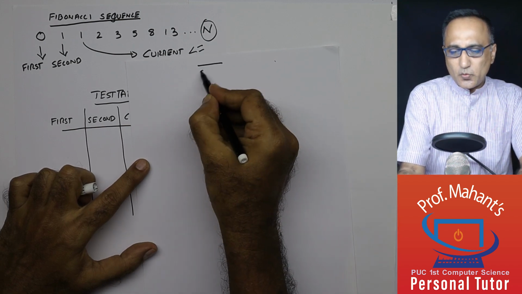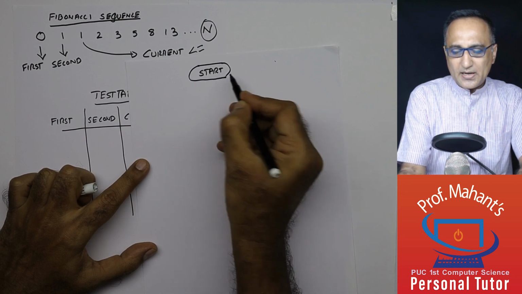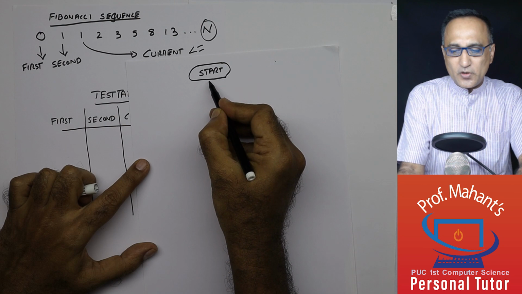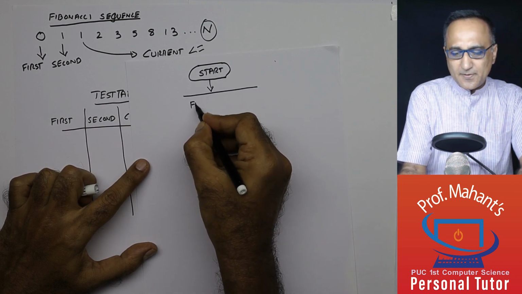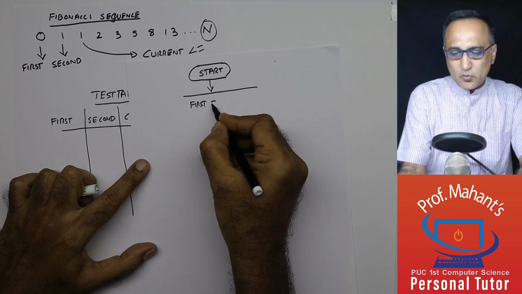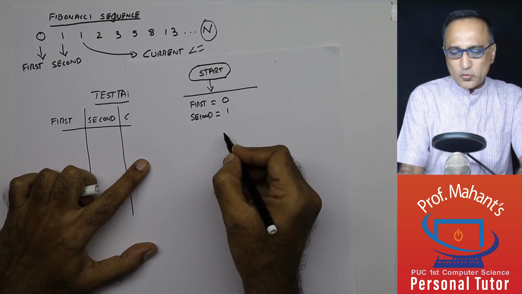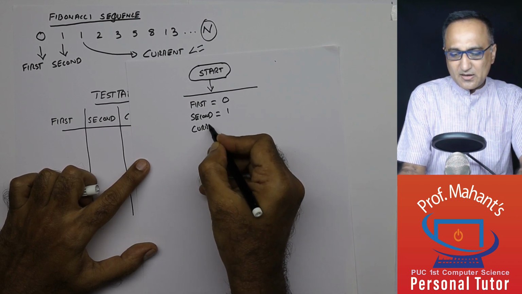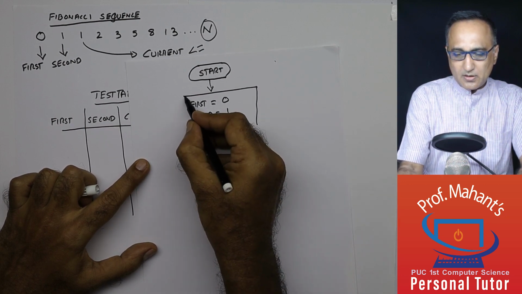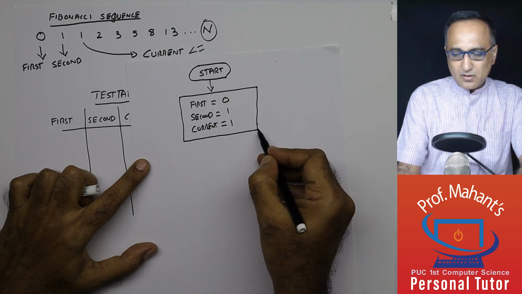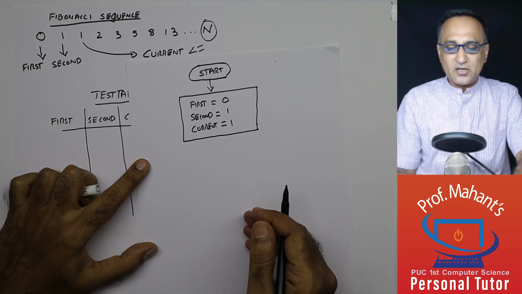So as usual, we will have the first one as start. And as I told you, I'll be requiring first and second. That is the only one I shall be using. So let me do one initialization. Let me say first is equal to 0. Let me say second equal to 1. And let me say current equal to 1. Alright, I'm just doing it. You'll know why I'm using this particular logic.